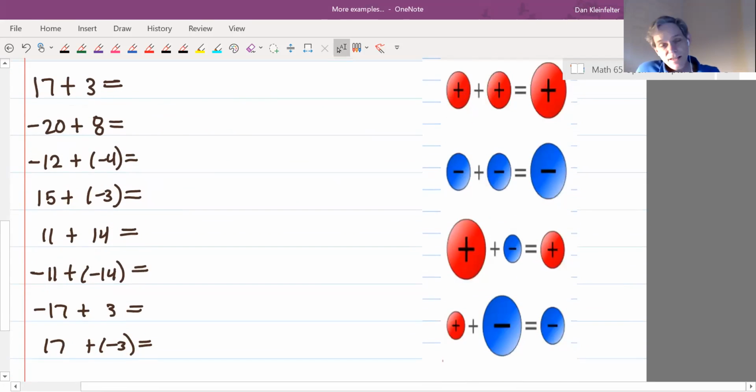If you're adding together numbers where the signs are different, like a big positive and a small negative, here the size of the oval is representing the absolute value in a way. A bigger positive number plus a small negative number will give you a smaller but positive number. A small positive number plus a big negative number will give you a smaller negative number.